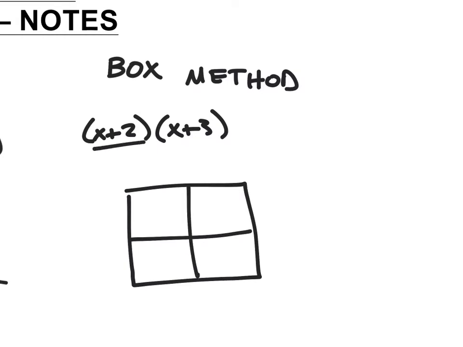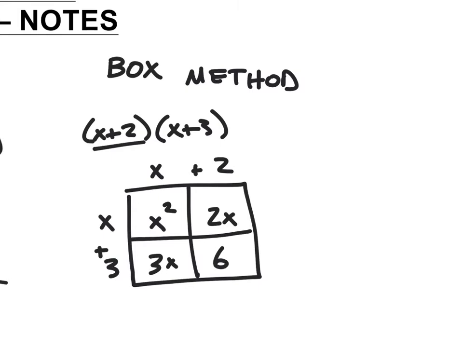I'm going to take x plus 2 and put those numbers above each respective column. Then I'm going to put x plus 3 over here on the left side. If I take x times x, that's going to give me x squared in this box. In this box here, I'm going to take x times 2, and that's going to give me 2x. In this box, x times 3 gives me 3x. And then I'm going to take 2 times 3, which gives me 6.